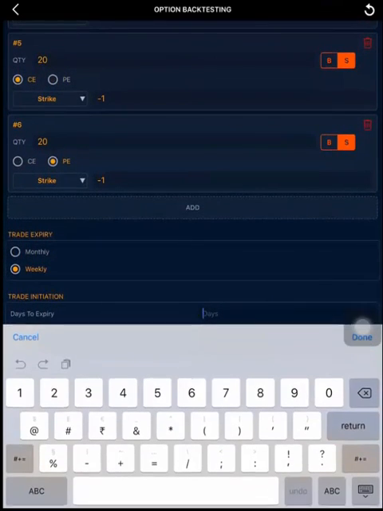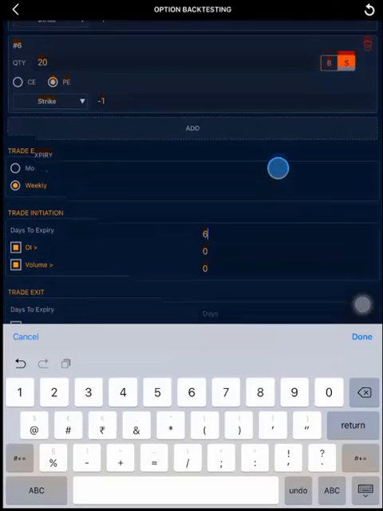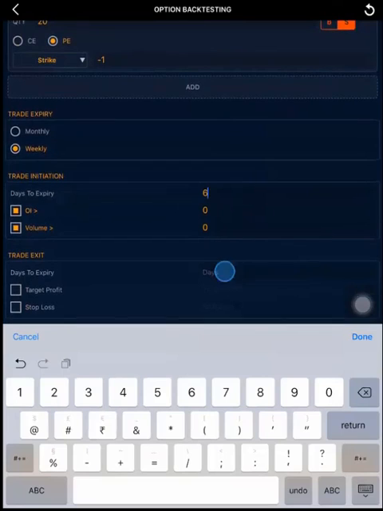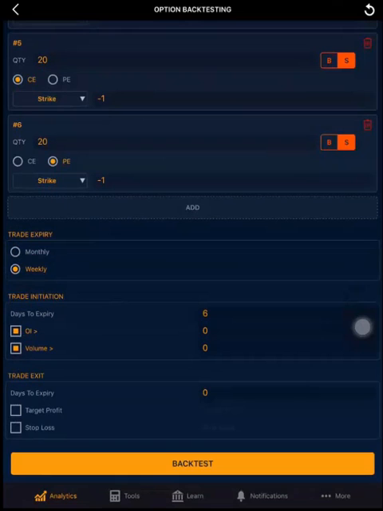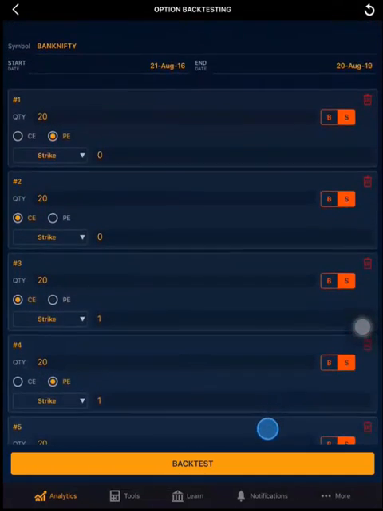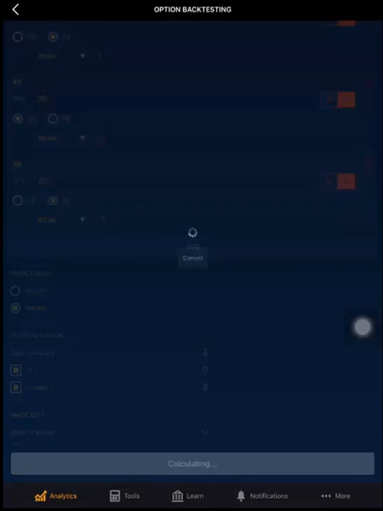Now I'm doing this 6 days before expiry. So that means I'm doing this on Friday, Saturday, Sunday, Monday, Tuesday, Wednesday, Thursday. So you have 6 days, and I'm exiting this strategy, say, on 0 day, that is on Thursday. OI stuff I'm keeping the same. I'm not keeping any target and stop loss. So here you have the complete trade details. I will go and backtest it.